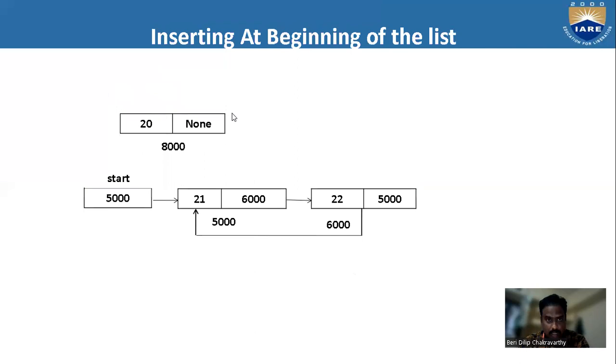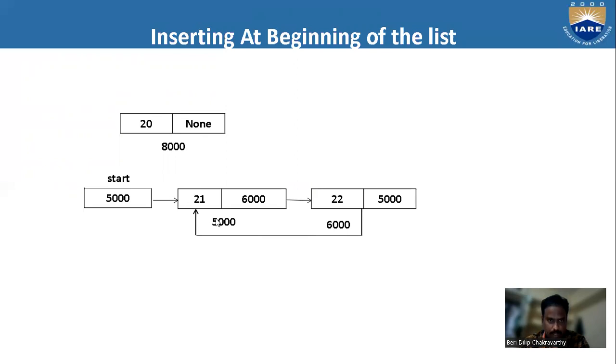Let's see if there are nodes in the list. Observe here, there are two nodes, 21 and 22. As this is a circular linked list, here I am storing the address of the first node. First node address is 5000, I am just giving it as 5000 here. This is the circular linked list we have. Now I am trying to insert a node at beginning of the list, so here I need to insert. We'll see how we are going to insert. If we insert here, what happens?